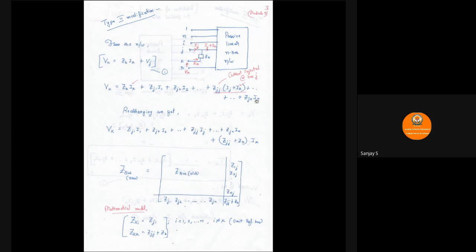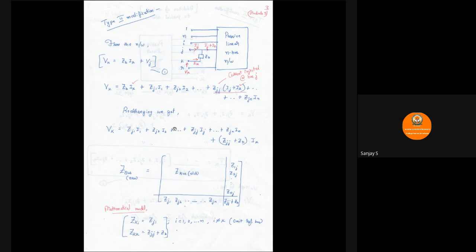So we have written Vk is equal to Zb Ik plus Vj. In place of Vj, we are writing this entire expression, which is nothing but giving us drop across each of the elements. Let us rearrange this expression, and we'll see to that we arrange them so that it will be a coefficient of I1, I2 up to the last one. However, coefficient of Ik will be Zjj plus Zb.